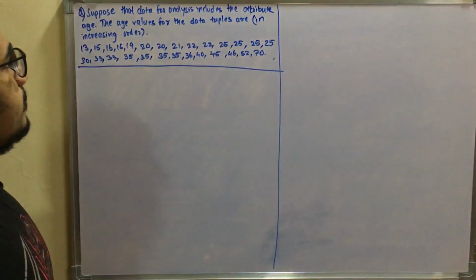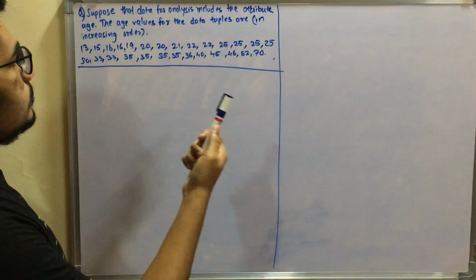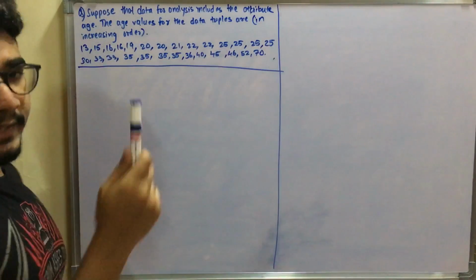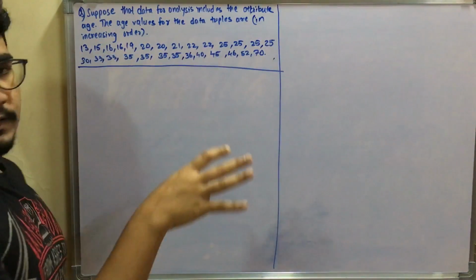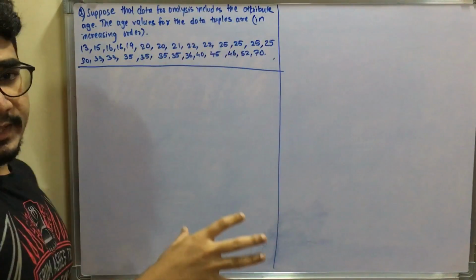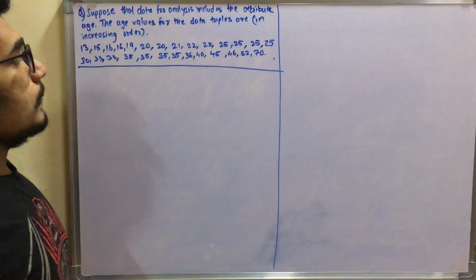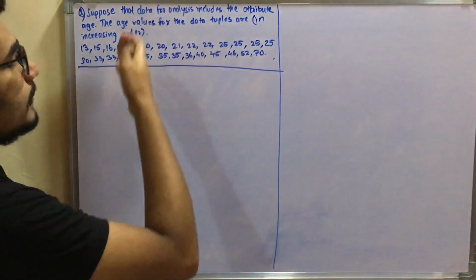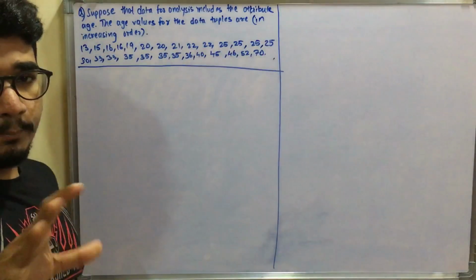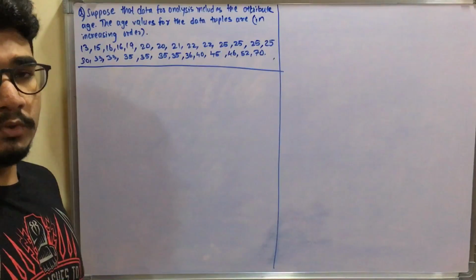So let's get started. We have a problem that says: suppose that the data for analysis includes the attribute age. The age values for the data tuples are in increasing order, and these are the data. In this kind of problem you always have to sort the data in increasing, that is ascending, order, else you will get all the measurements wrong. Since in this question they have given it in increasing order, you need not worry about that. If it's not given, then you have to do a basic observation to check whether the values are in increasing order, and if not, sort them.